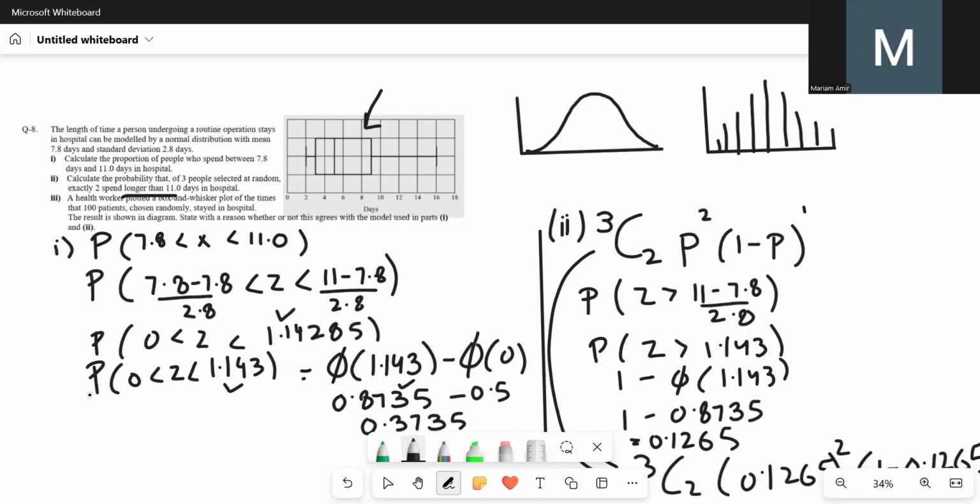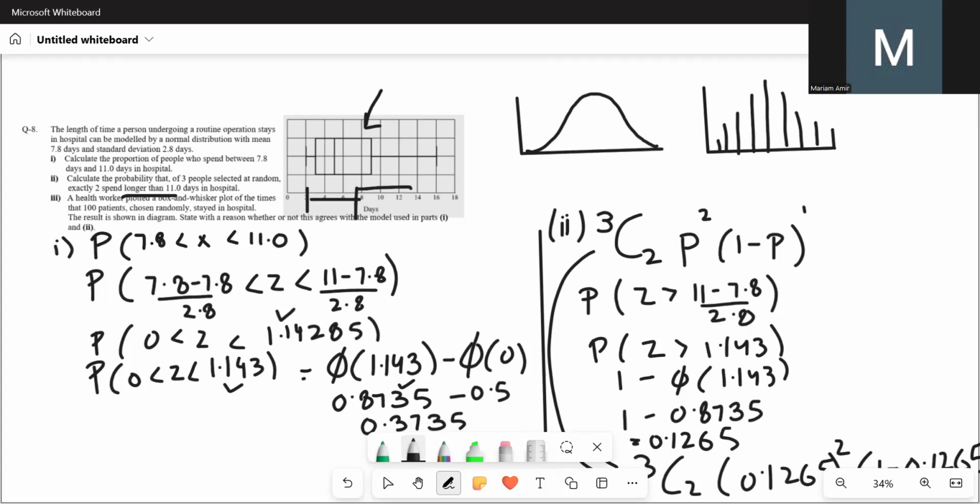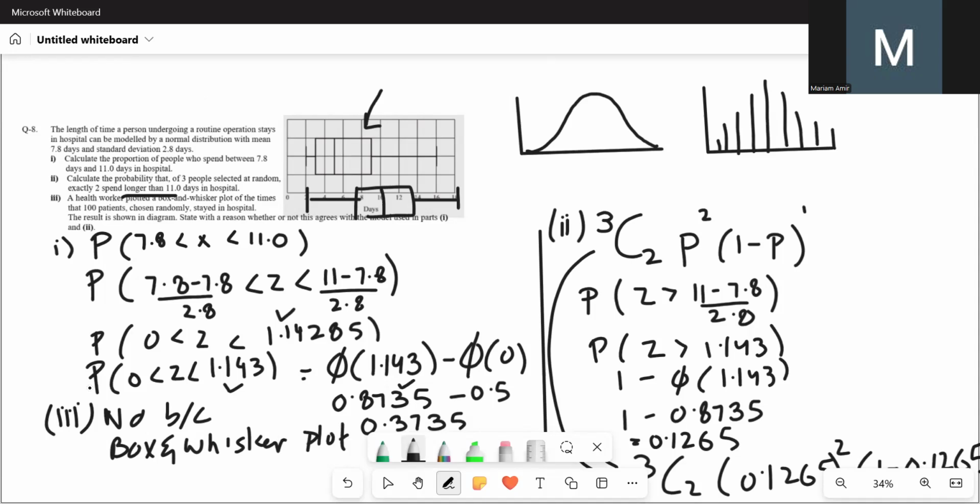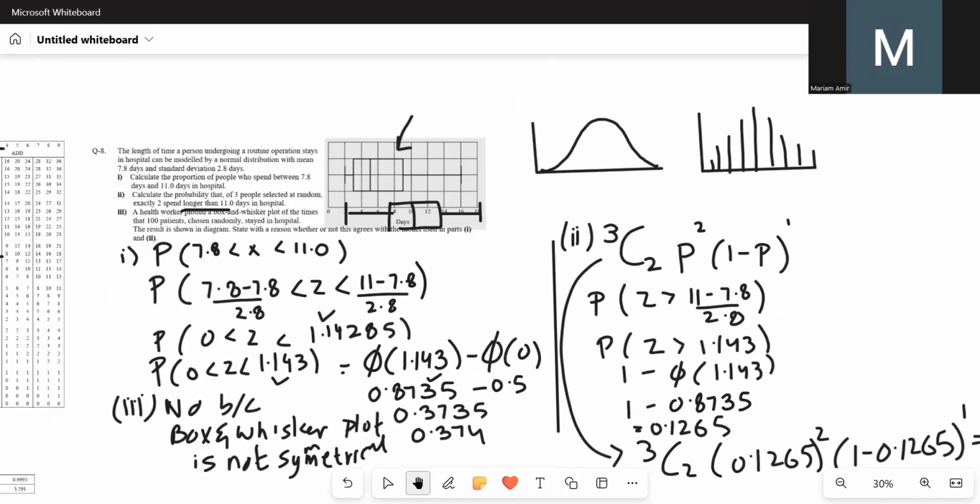However, we notice that this is not a symmetrical distribution. If it were symmetrical, we would have something like this roughly. We don't have a symmetric distribution here, so we'll write that it does not agree with the model used in part 1 and part 2 because the box and whisker plot is not symmetrical. So part 3, no, because box and whisker plot is not symmetrical. And this question is done.